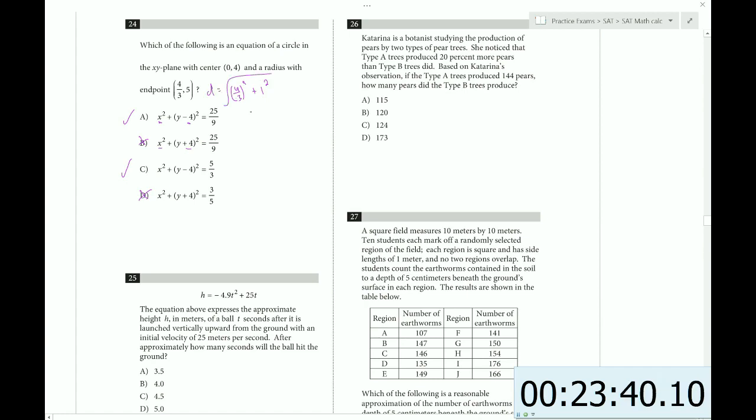So let's see. 4/3 squared would be 16/9, and then 1 squared is still 1, so that's 9/9. So that's 25/9, and then I have to square root that. So the square root of the top is 5, square root of the bottom is 3. So I get 5/3 for my radius. However, the formula calls for r squared. So r squared is actually 25/9, choice A.